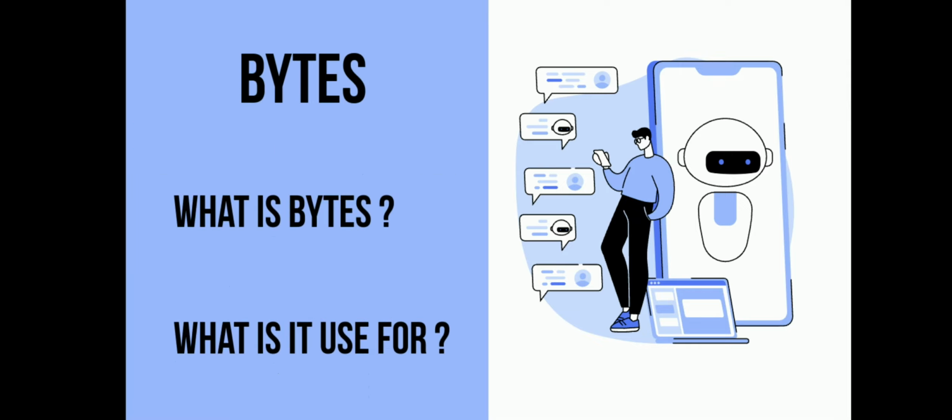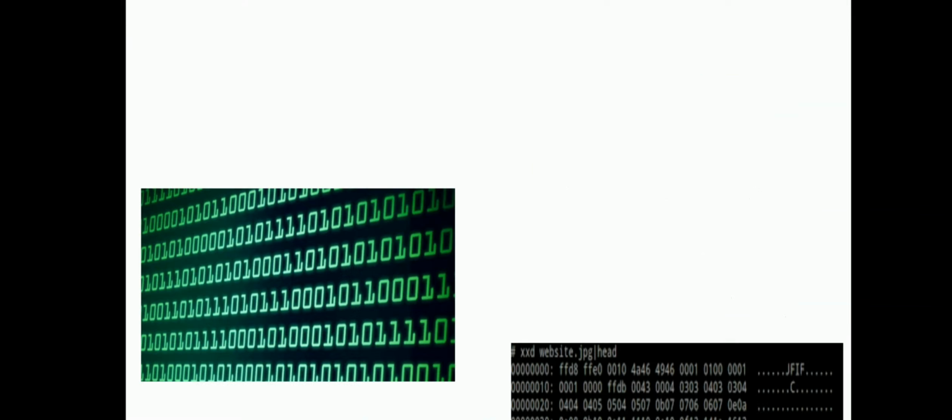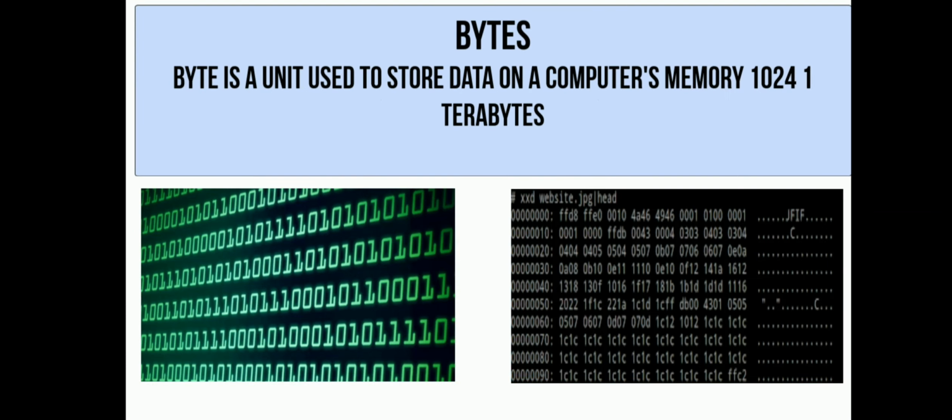So what is a byte and what is it used for? A byte is a unit used to store data in the computer's memory. A byte consists of 8 bits and can represent 256 different values. So with 1 byte we will be able to represent numbers from 0 to 255. 1 byte is equivalent to 8 bits.